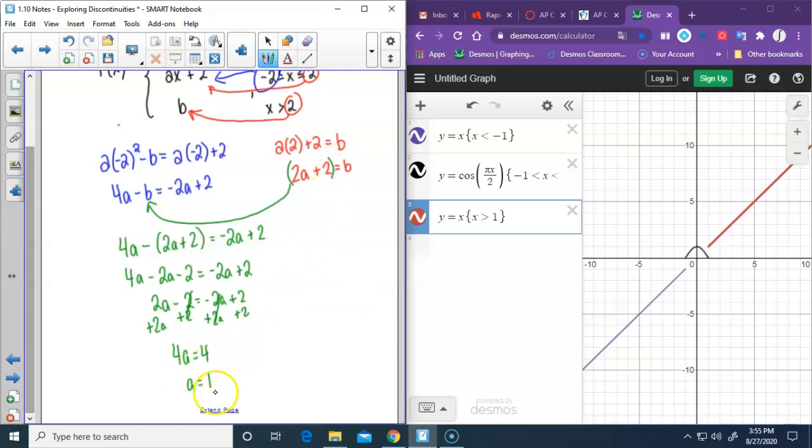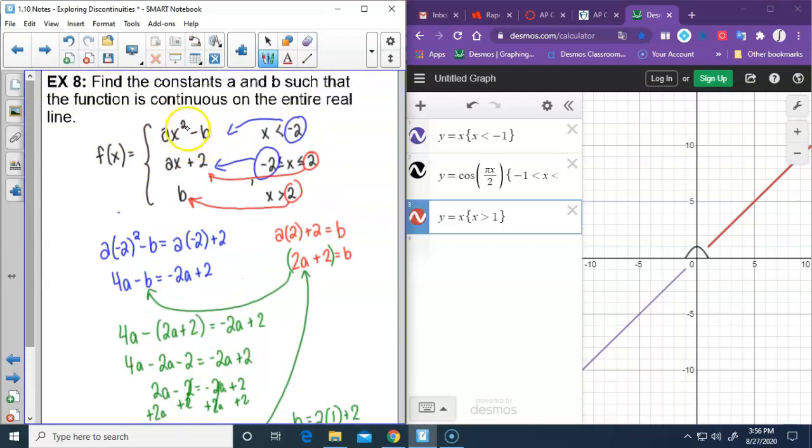We need to be able to find our b value. To do that, we can just take our a value and plug it into this equation. So our b would equal 2 times 1 plus 2. So b would end up being 4 here. So if I plug in a 1 for my a and a 4 for my b, then it is going to make this entire function continuous on the entire real line.